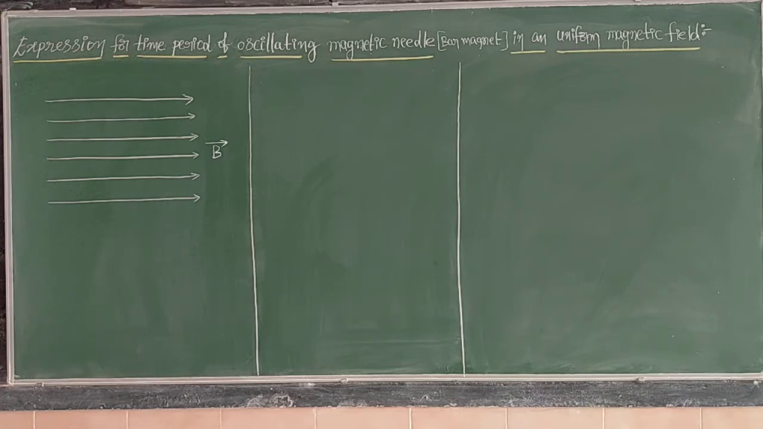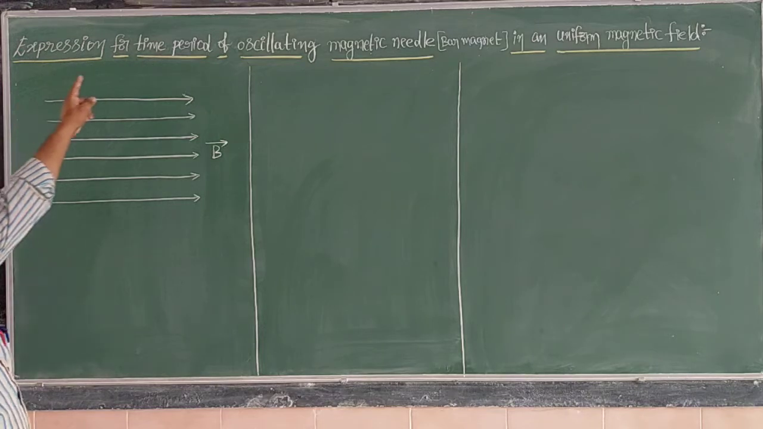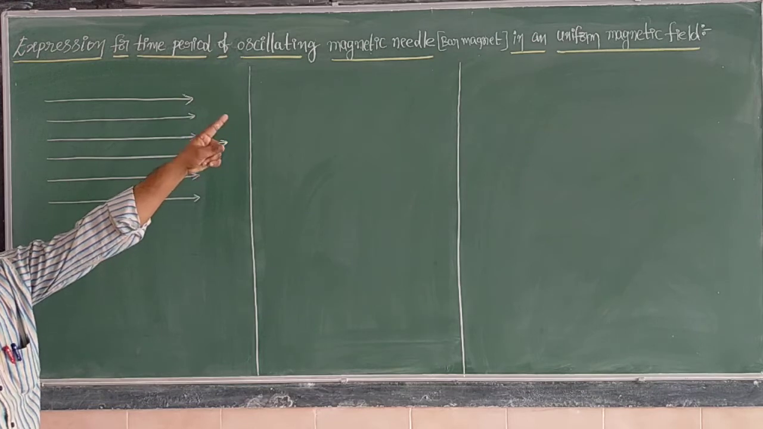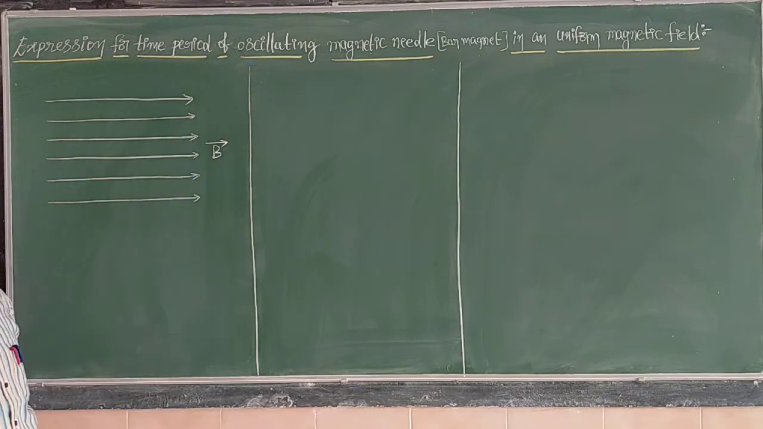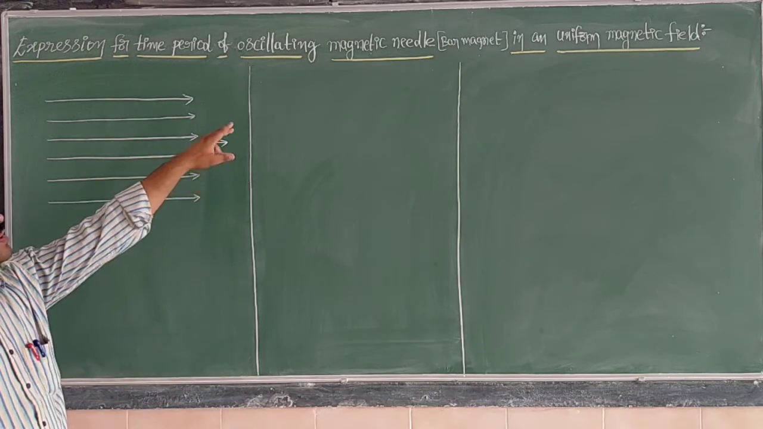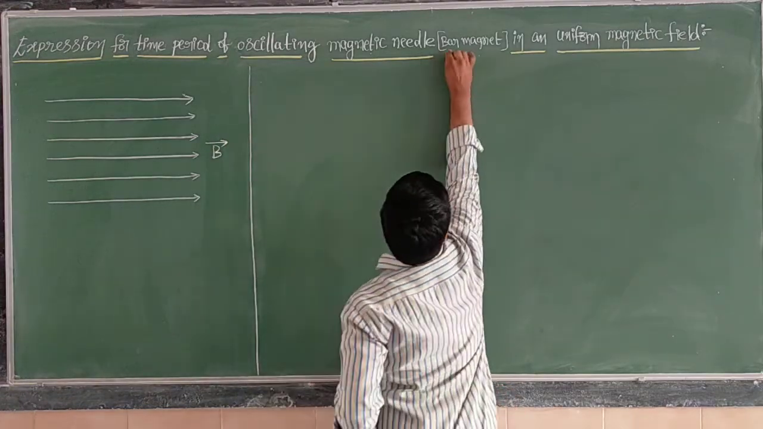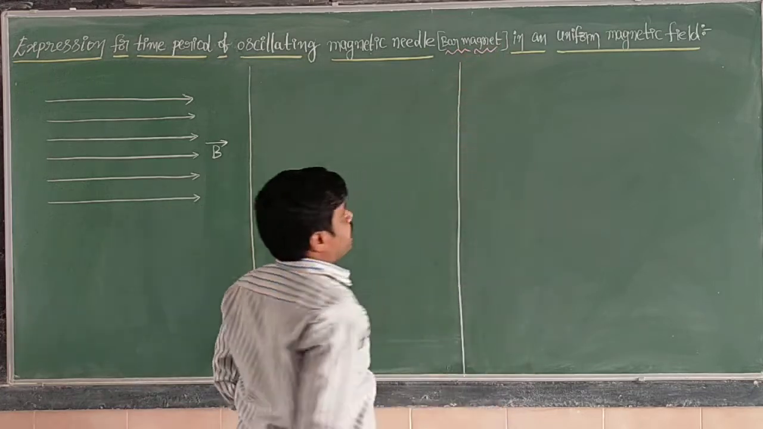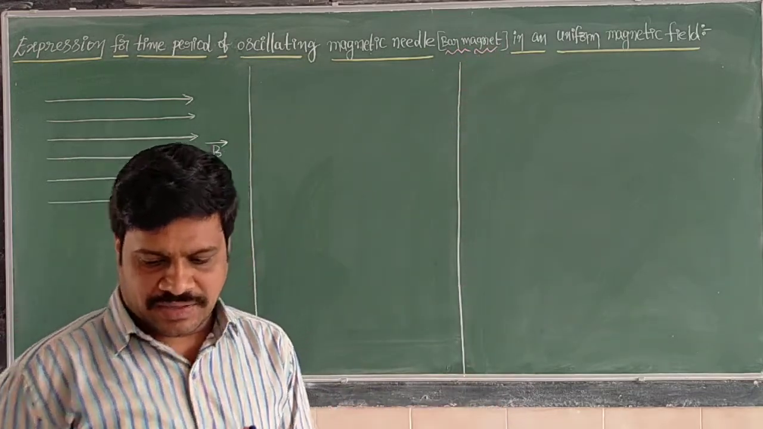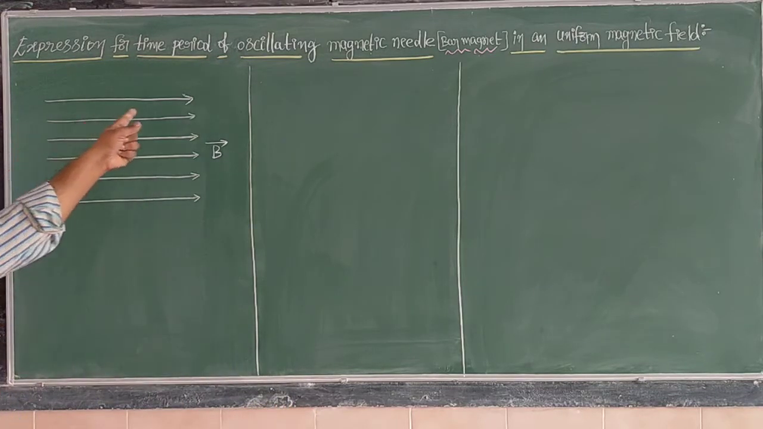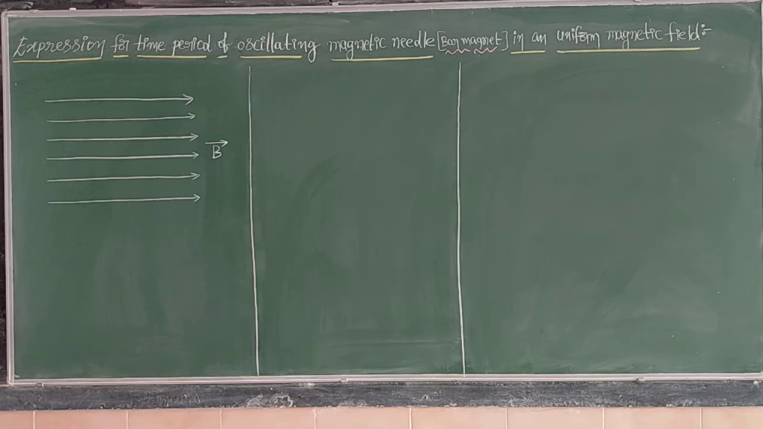Right. Next topic, dear students. Expression for time period of oscillating magnetic needle in a uniform magnetic field. Sometimes they may ask bar magnet instead of magnetic needle, or they may ask as a magnetic dipole also. So both are correct. We have to derive the expression for time period of the oscillating magnetic needle in a uniform magnetic field.